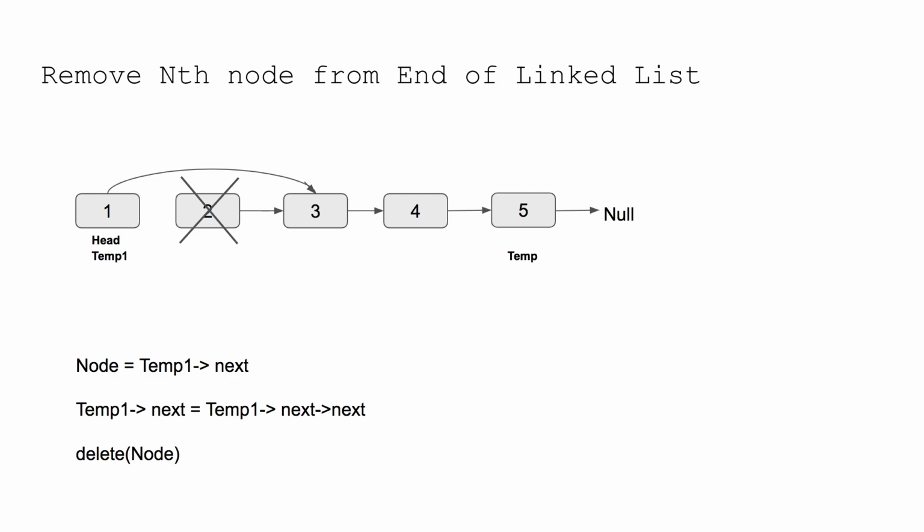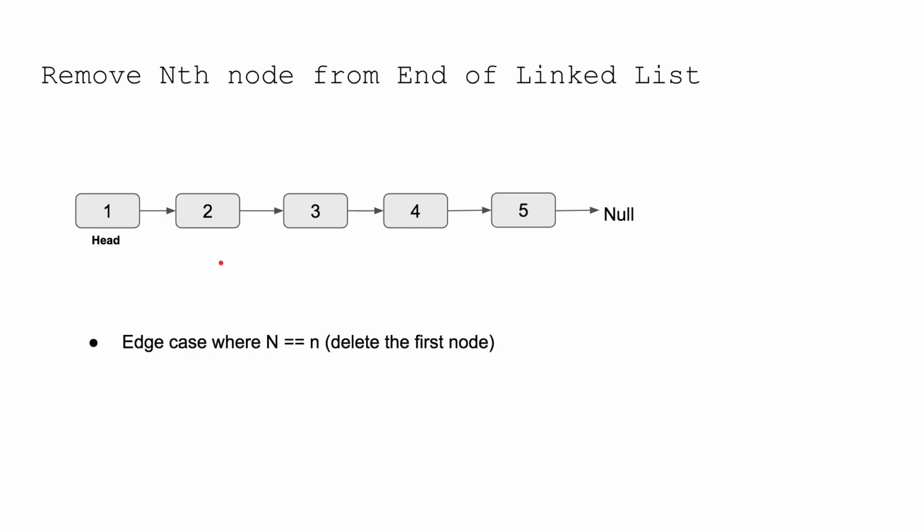Let's talk about the edge case over here. So here, what could be the edge case? Edge case is when your capital N is equal to the length of your linked list. So let's say you are asked to delete the first node. So here, if you see, the length of this linked list is 5, and if we are asked to delete the 5th node from the end of the linked list, that means that will be your first node in the linked list. So in that case, you simply need to check if your capital N is equal to small n.